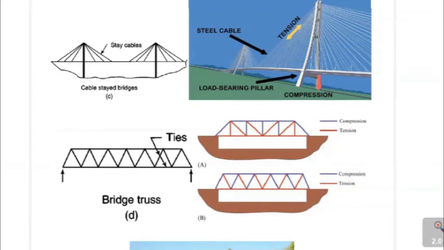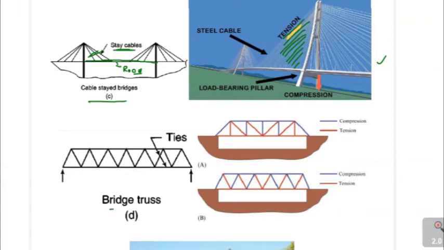Another example is the cable stayed bridge. This is a bridge and this is the road deck, and this road deck is being supported by the cables. These cables hold this support and this road deck. So there is tension in these cables, and you can see on the right hand side the image of how it is going to look. These are the cables, and these cables are going to hold this deck, and they are going to be in tension.